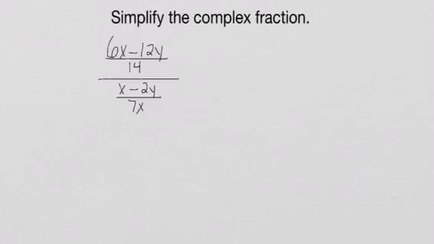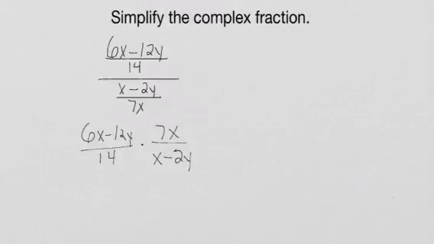Alright, let's look at one more. Again, we notice that we do have one simple fraction on top, one fraction on the bottom, and so I am going to use that keep, change, flip method, which says we want to keep the top fraction the way it is, so 6x minus 12y over 14. Now we're going to change that division to multiplication, and I'm going to flip that second fraction, so x minus 2y.